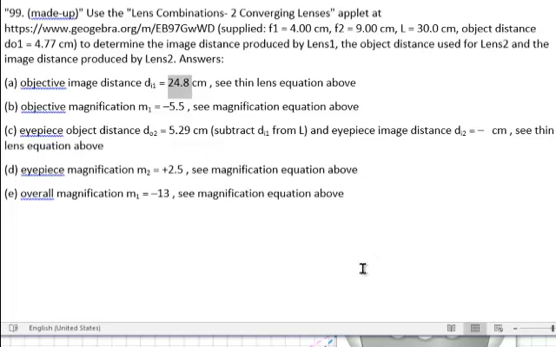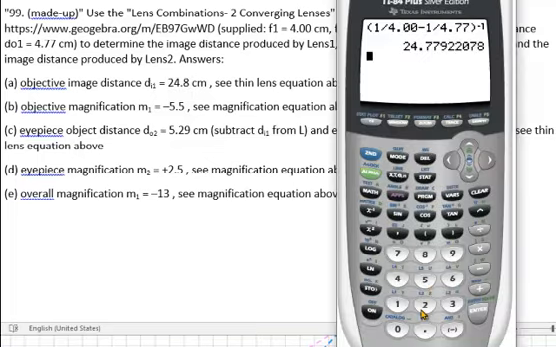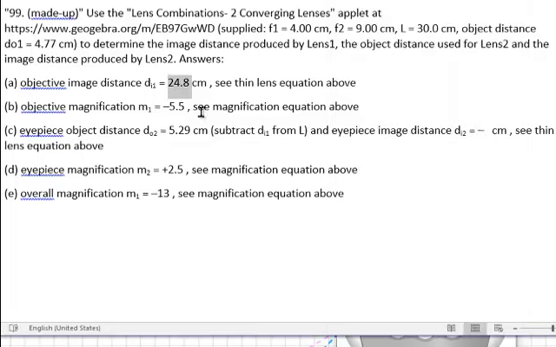4.77. So 24.8 divided by 4.77. There we go. Okay, 5.2. I think I did that one time in my head, so I change it, and the negative, of course, means that it's turned upside down.